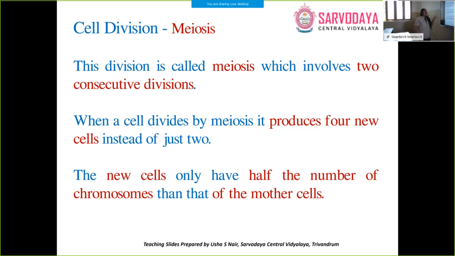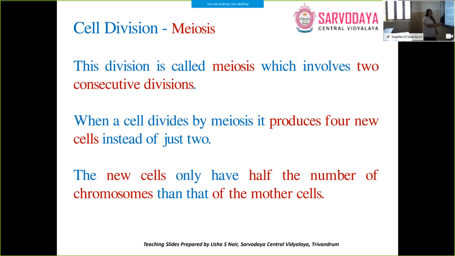When a cell divides by meiosis, it produces 4 new cells instead of just 2. Again, I am stressing: mitosis has 2. Here in meiosis, it is 4 new cells instead of just 2. Please don't mix up and write. In mitosis, a mother cell divides into 2 identical daughter cells, and the daughter cells will have the same chromosome number as the mother cell. That is why I'm stressing. This is important: differences between mitosis and meiosis might come in the exam. When you write differences, you have to define mitosis and define meiosis, and these are the points you have to stress. In mitosis it's 2, but in meiosis they produce 4 instead of just 2.